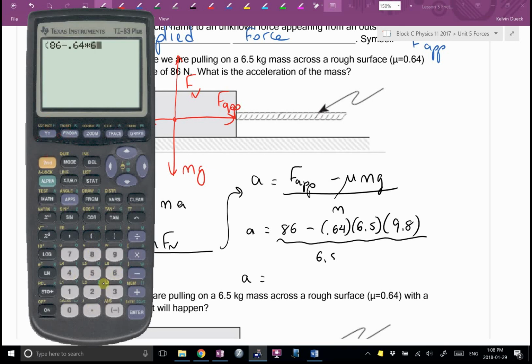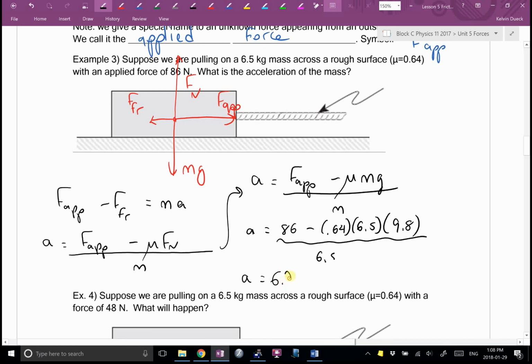0.64 times 6.5 times 9.8 divided by 6.5. And by the way, notice, Hannah, because I've given you a general approach, if we go to the moon, for example, all I need to change is G from 9.8 to, I think G on the moon is 1.6. We're good. You get 6.96 if I go to 3 sig figs. Chloe, units, it's an acceleration. Good.